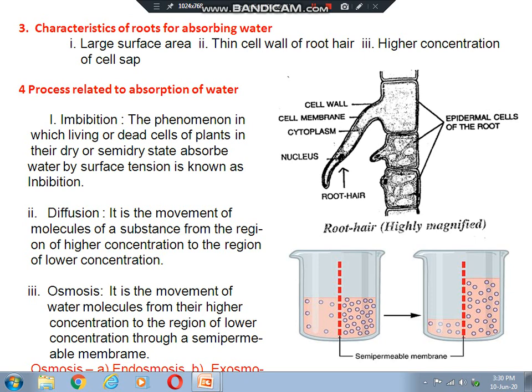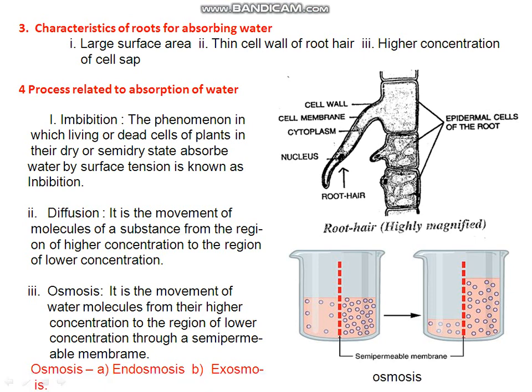It will be a little different from the previous one. So you can say that the movement of solvent molecules from the region of their higher concentration to the region of their lower concentration through a semi-permeable membrane is called osmosis.